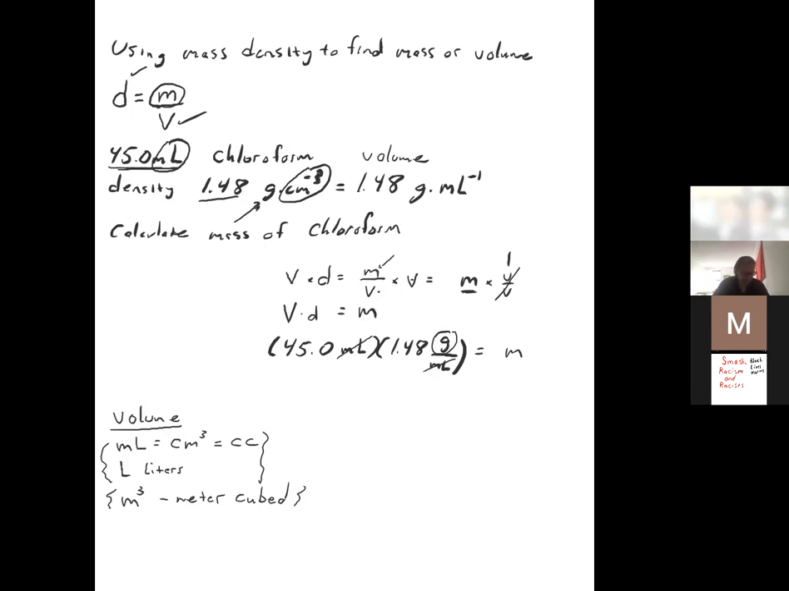So 45.0 times 1.48, and you get 66.6. Again, our units are here. That's our mass. Okay, 66.6. That looks pretty good. Let me take a look and confirm how many sig figs. It says round your answer to 3 significant digits, right? So 3 significant digits.